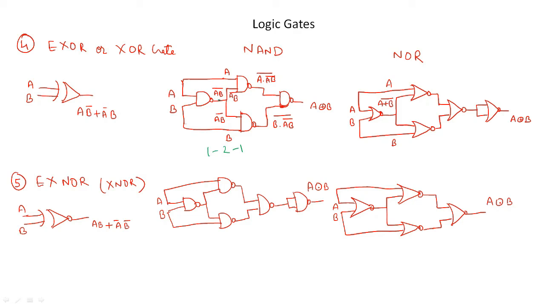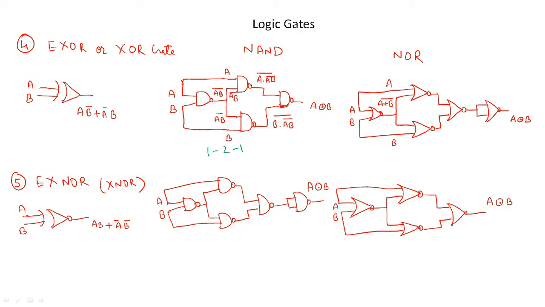Now this output of the first NAND gate is applied here to this NAND gate and to this NAND gate. The other input for this NAND gate is A and for this NAND gate is B. Now this NAND gate and this NAND gate have two inputs. One is A and the other is AB whole bar. Similarly, this NAND gate has the input B and the other input is AB whole bar.